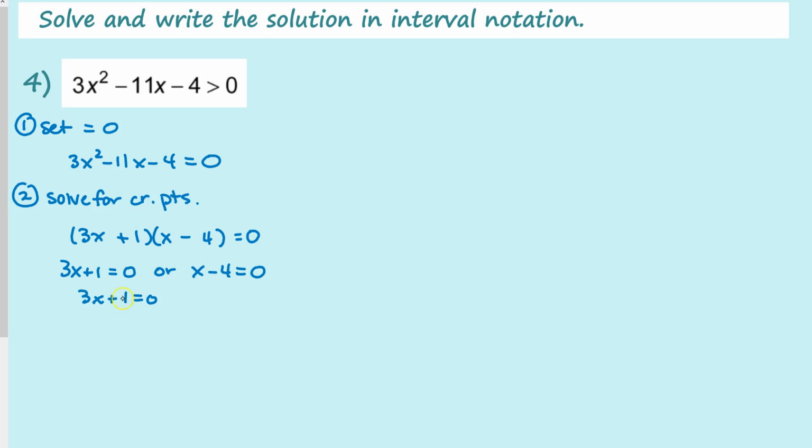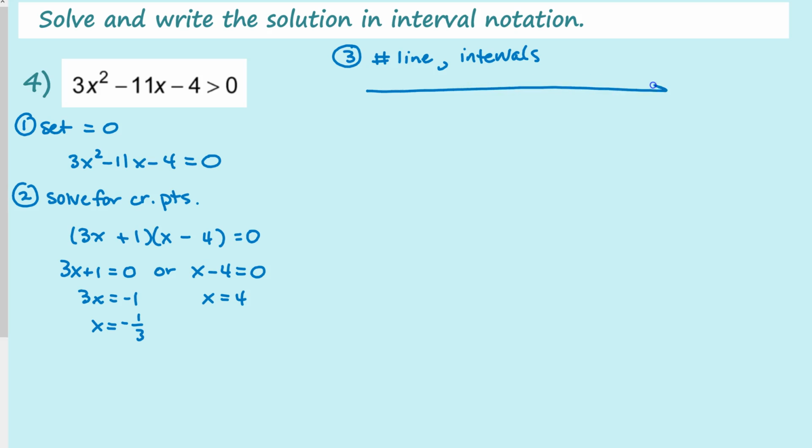Oops, I forgot to do a step there, didn't I? 3x equals -1, x equals -1/3, and then over here we have x equals 4. Okay, so those are the critical points. So remember, now we make the number line, and then we make the intervals. So the number line goes from -infinity to infinity. We have a break at -1/3, and we have a break at 4. So the intervals are -infinity to -1/3, -1/3 to 4, and 4 to infinity.